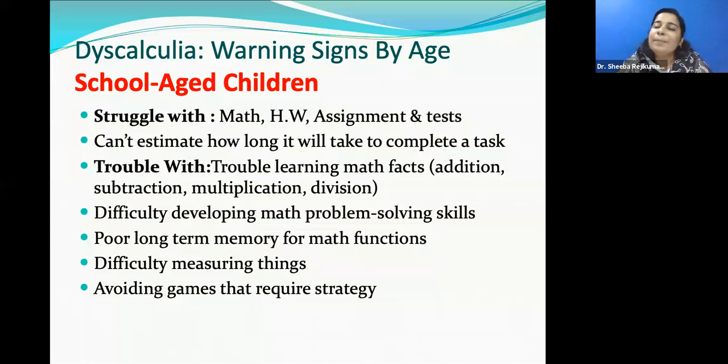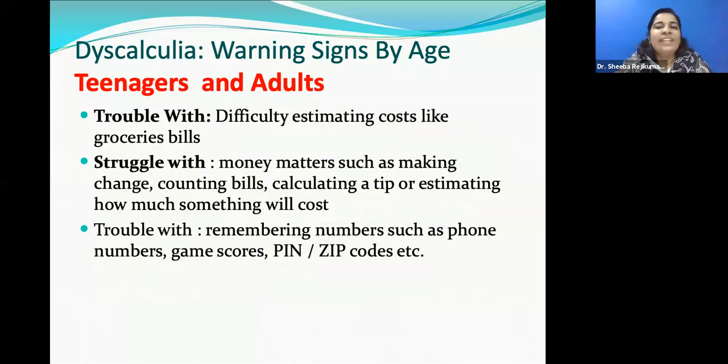There is also difficulty in measuring things. Some people will be able to state a distance in kilometers, but some people, when asked for a distance, will say it in minutes or time because they can't grasp the distance. They also avoid games that require strategy. Then, warning signs by age.